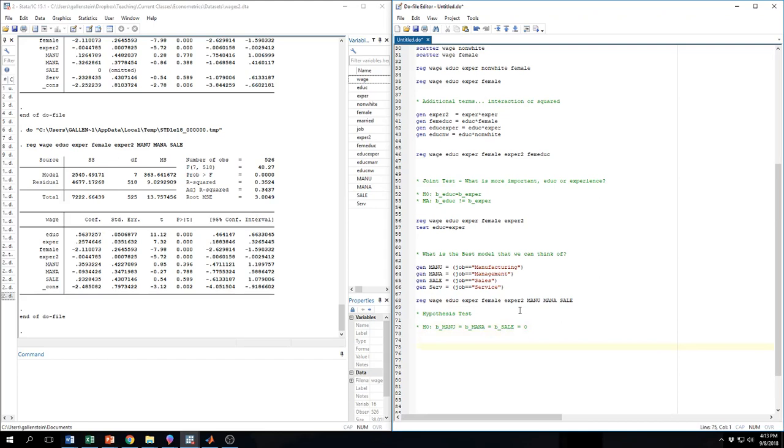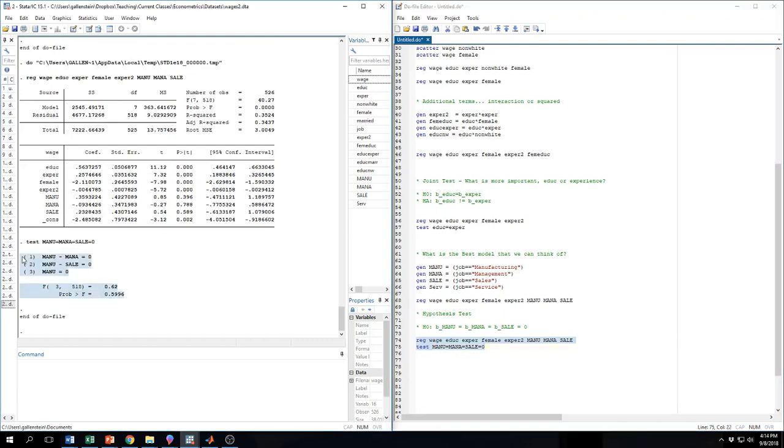If they're jointly equal to zero, then that really does mean that the sector in which they work does not matter. But it could be that they are jointly significant, which would mean that the job sector does matter, but it's just that we don't see any significance of any particular sector. All right, so let's do a test. Manu equals mana equals sale equals zero. Let's run that test.